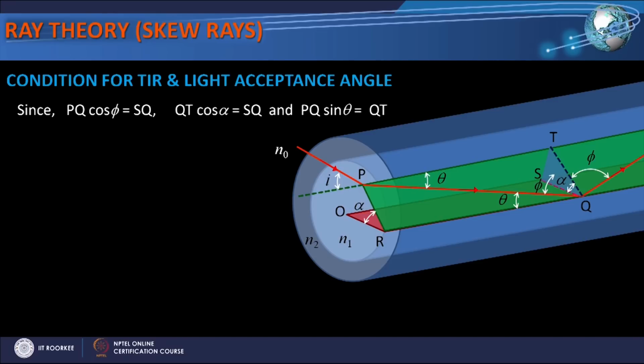I also find that this PQ sin theta is QT. So, if I consider these two, then I find that this SQ is nothing but PQ sin theta cos alpha, because QT cos alpha is equal to SQ and QT is PQ sin theta here. Now, if I compare these two equations, I immediately get cos phi is equal to sin theta cos alpha. So, in this way what I have got?